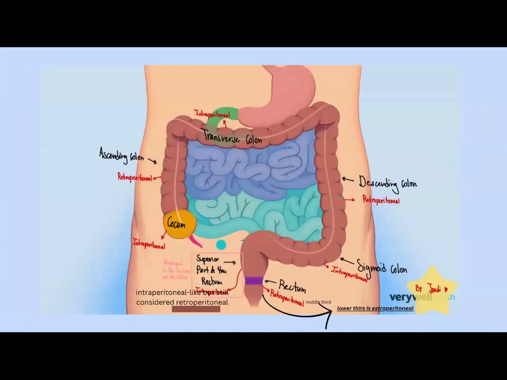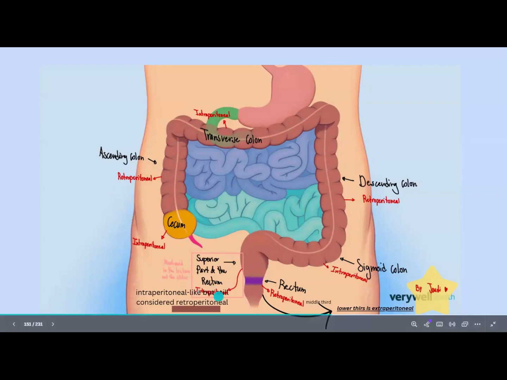Okay, now let's look at this picture right here. The cecum, it's intraperitoneal. Okay? Ascending colon, retroperitoneal. Transverse colon, intraperitoneal. Descending, retro. Sigmoid, intra. And then you have the superior part of the rectum. It's not intraperitoneal, okay? It's intraperitoneal-like. So in the exam, if they ask you what is the superior part of the rectum, intraperitoneal, retroperitoneal, or extraperitoneal, say retroperitoneal. Then you have the middle part of the rectum, and the lower third is extraperitoneal.